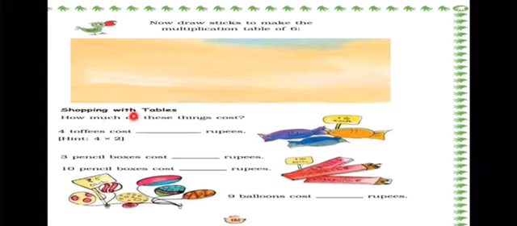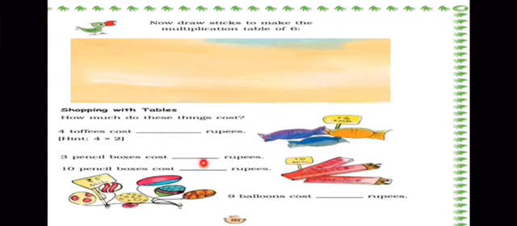Now shopping with tables. How much do these things cost? 4 toffees cost. Now how many toffees are there? Now each toffee is 2 rupees. So 4 2s are 8. So 4 toffees will cost 8 rupees. Now 3 pencil boxes cost how many? Now can you see over here the price is given 10. So 3 10s are 30.